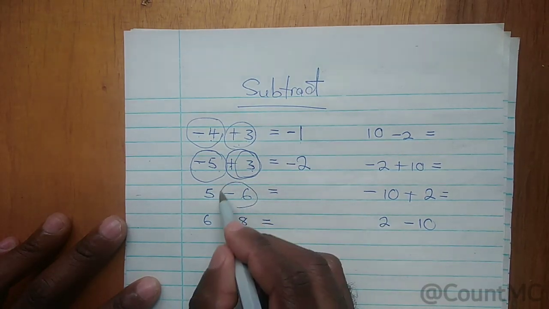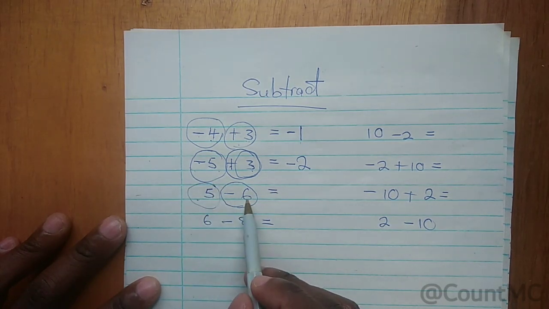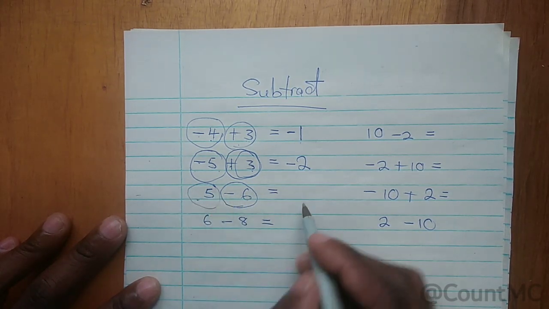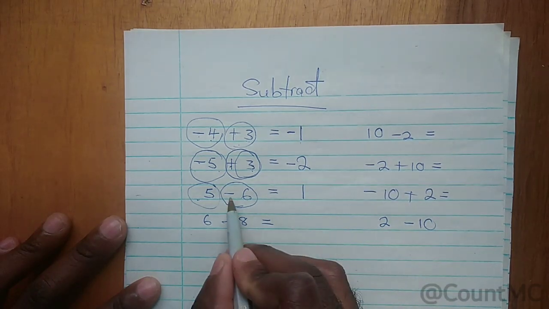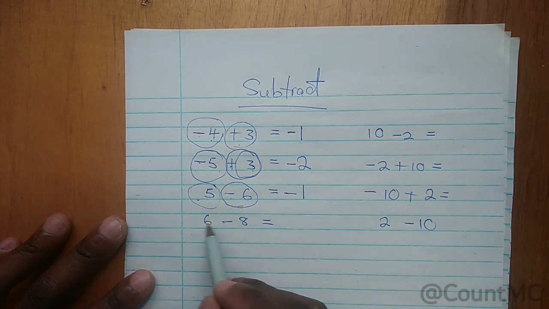Let's do the next one. This is a positive 5, this is a negative 6. The signs are different, so we must subtract. You ignore these signs, then you say 6 minus 5, you get a 1. What's the sign of the big number? It's minus. Let's do the next one, 6 minus 8.